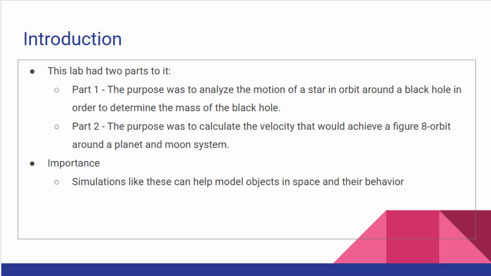So to start with the introduction, the lab had two parts to it. Part 1, the purpose was to analyze the motion of a star in orbit around a black hole in order to determine the mass of the black hole. And in Part 2, the purpose of the lab was to calculate the velocity that could achieve a figure-8 orbit around a planet and moon system.